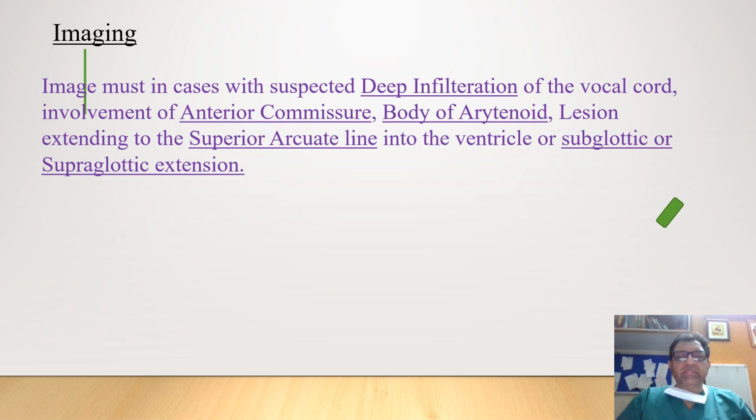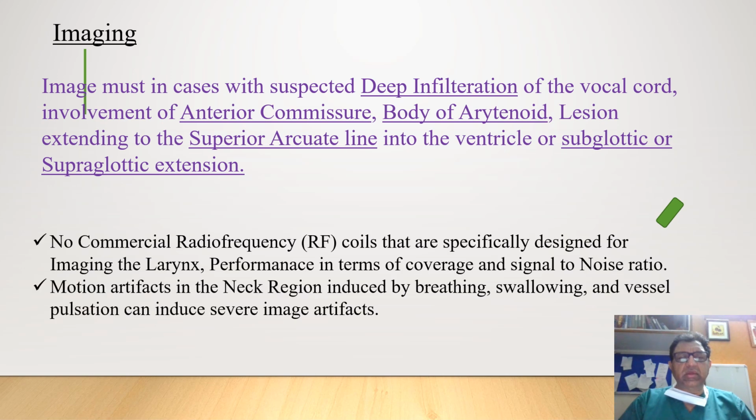So imaging is a must in cases of deep infiltration of vocal cords, involvement of anterior commissure, body of arytenoid, lesion extending to superior arcuate line into the ventricle or subglottic or supraglottic extension. Not in all cases, as in cases where the mid-cord lesion is there, imaging has no role in mid-cord lesions.